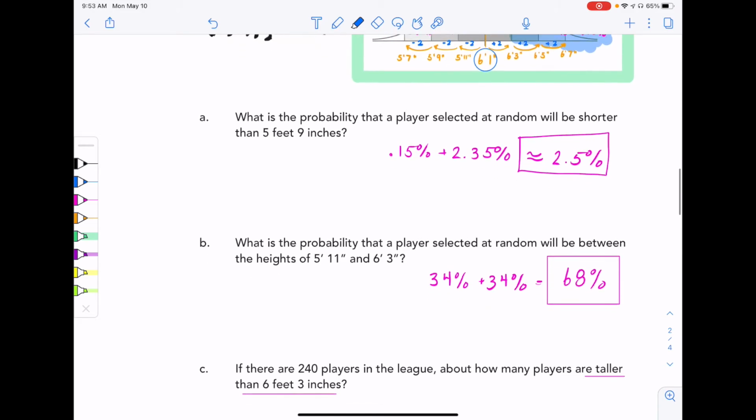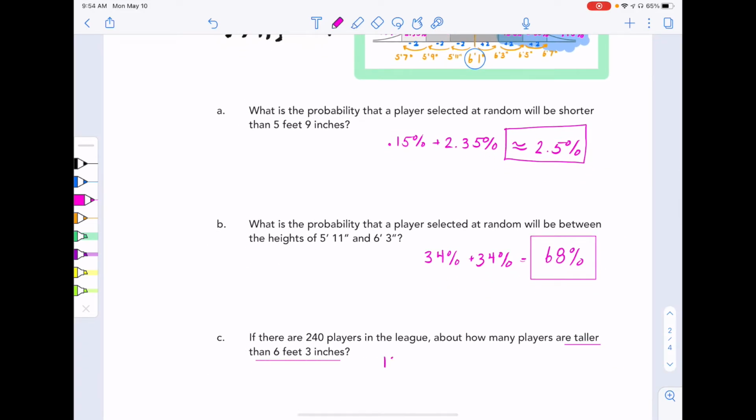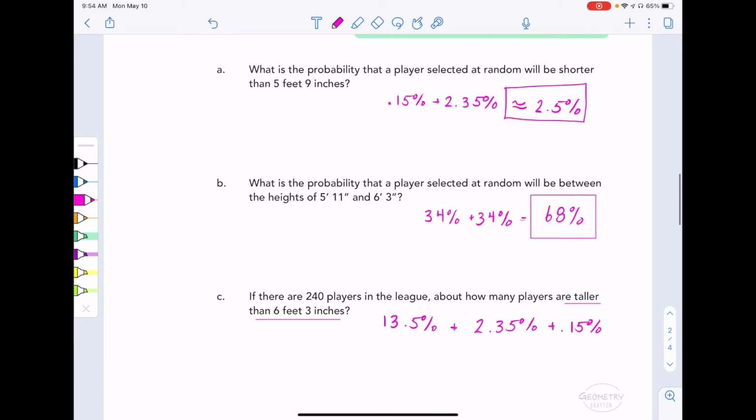We have 13.5% plus 2.35% plus 0.15%. And this is equal to approximately 16% of the players.